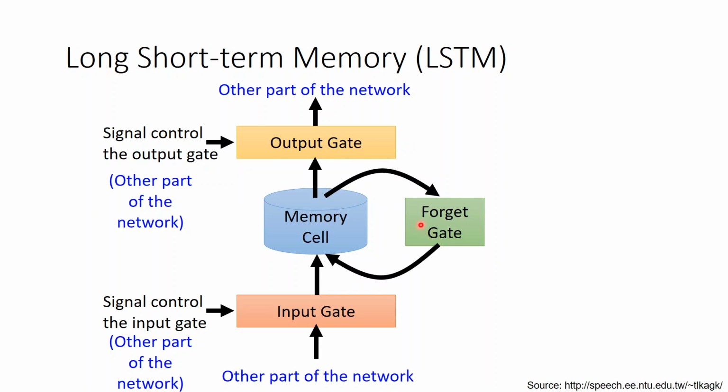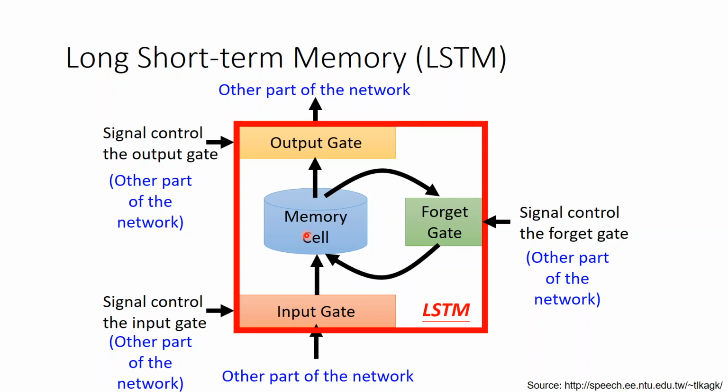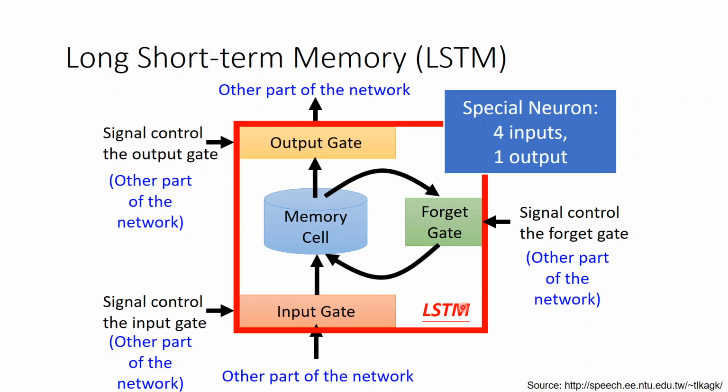And here is the forget gate. When the information in the sequence is far from now, it goes to the forget gate until this information is repeated again. Then it will be picked up into this memory cell. And this whole part we call the LSTM. The special network has 4 inputs and 1 output here.